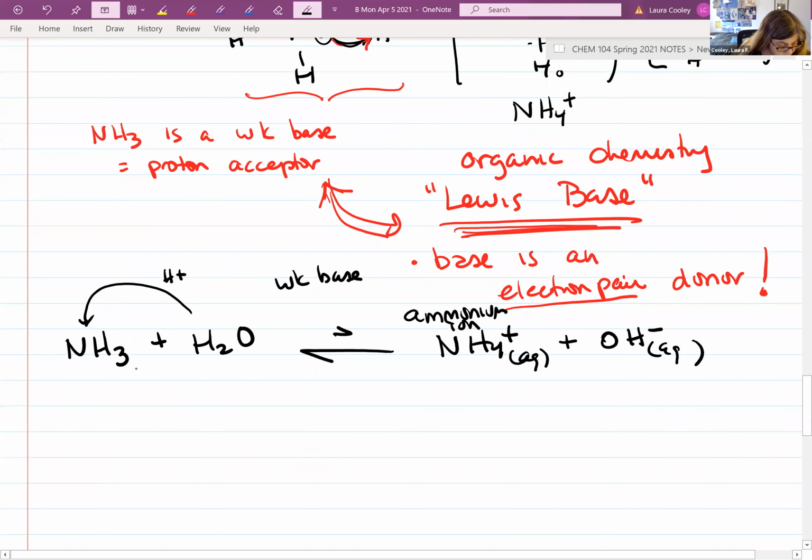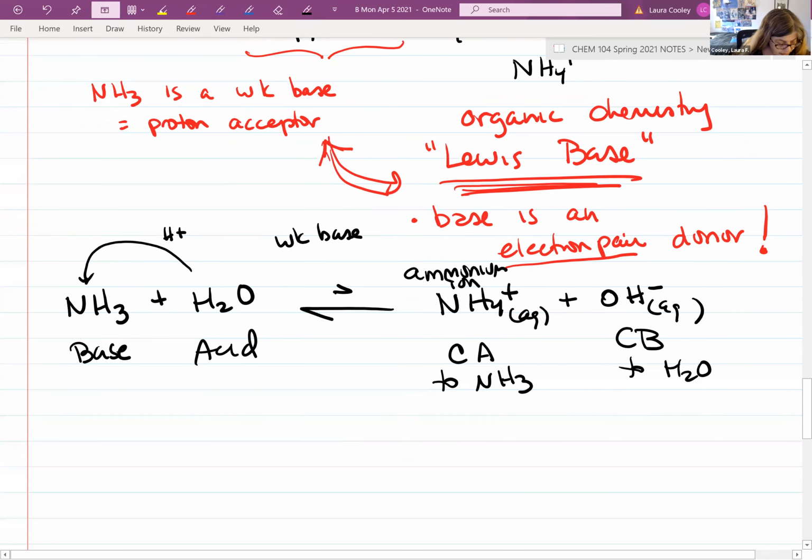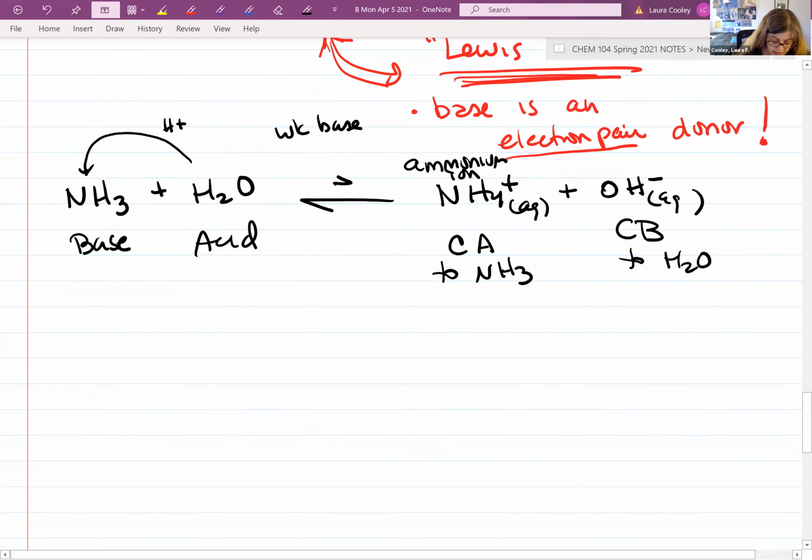So this is the equilibrium where NH3 here is acting as a base. Water is donating the proton, so it's acting, not water, I want to put acid. And this is the conjugate acid to ammonia and the conjugate base to H2O. And just to sort of give you a little review of stuff we learned about already.